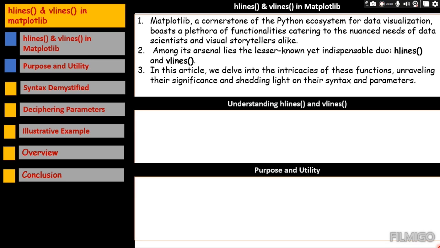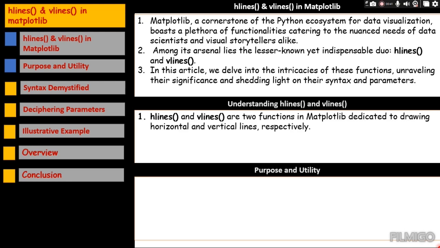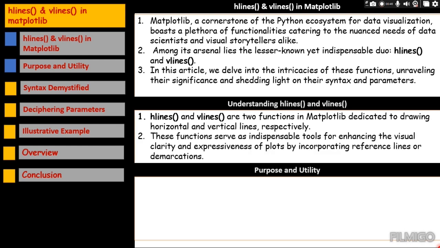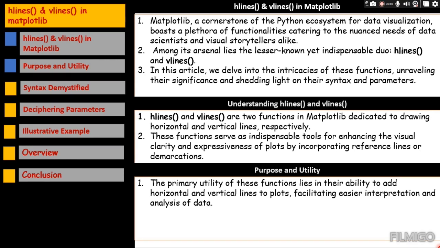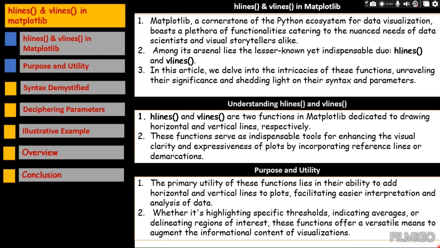and parameters. Hlines and vlines are two functions in matplotlib dedicated to drawing horizontal and vertical lines, respectively. These functions serve as indispensable tools for enhancing the visual clarity and expressiveness of plots by incorporating reference lines or demarcations. The primary utility of these functions lies in their ability to add horizontal and vertical lines to plots, facilitating easier interpretation and analysis of data. Whether it's highlighting specific thresholds, indicating averages, or delineating regions of interest, these functions offer a versatile means to augment the informational content of visualizations.